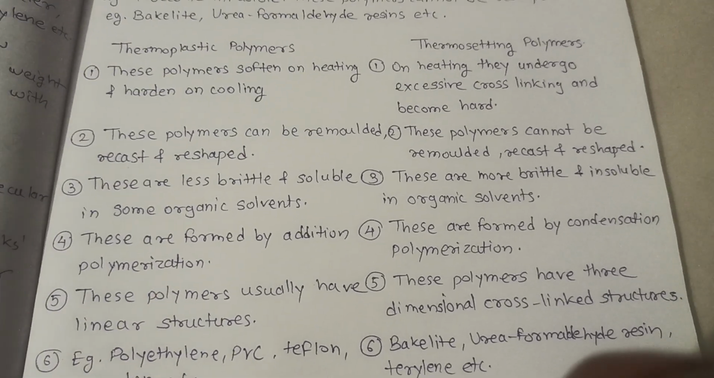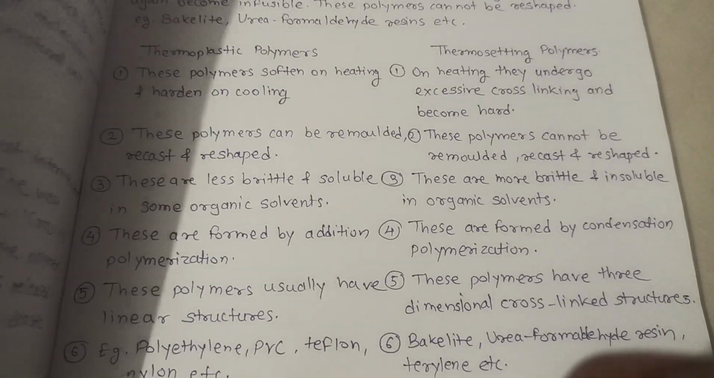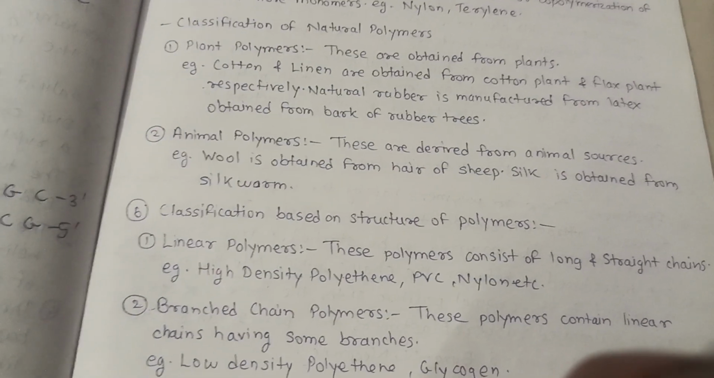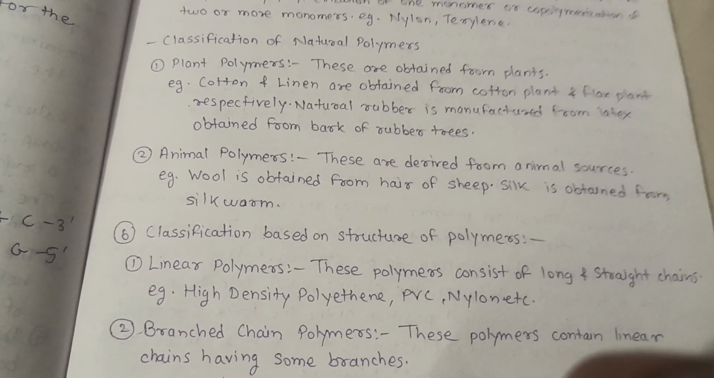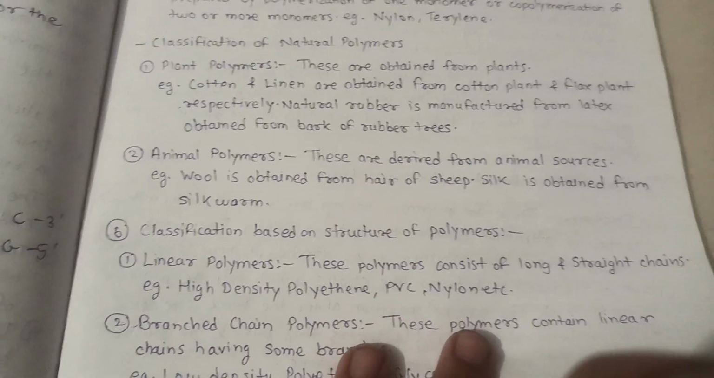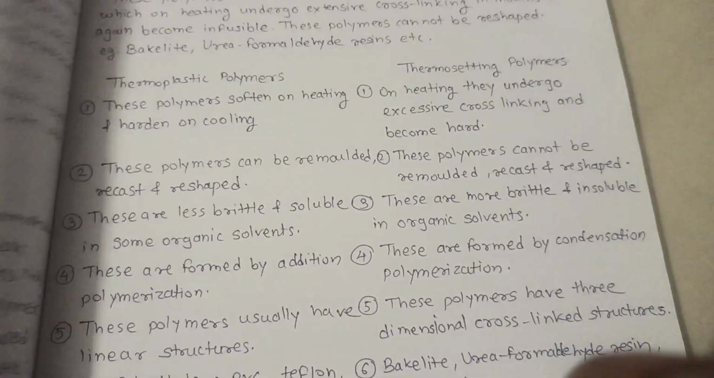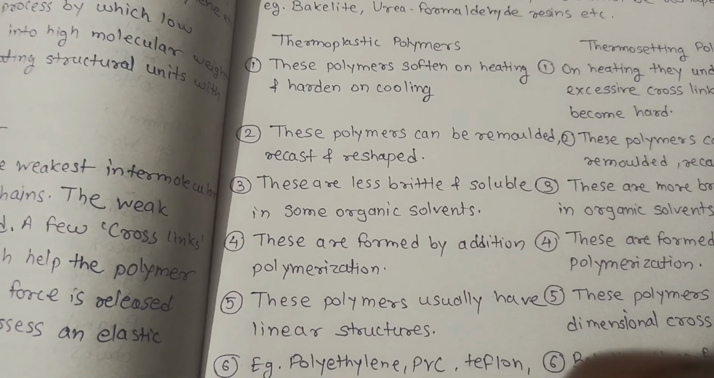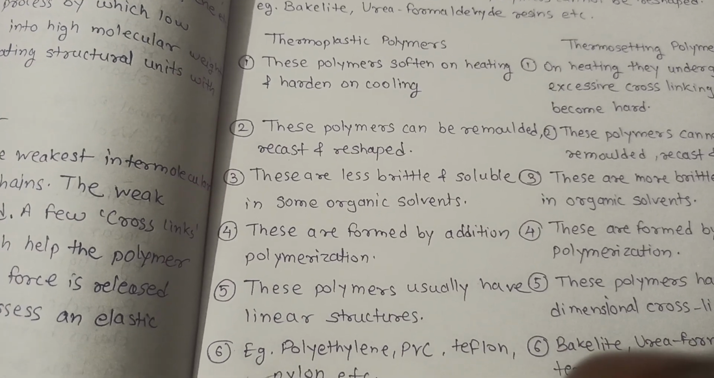So here we discussed what polymers are, and then the classification of polymers. The broad classification is classification based on sources, then classification based on structure, then classification based on mode of polymerization, and at the end classification based on molecular forces.